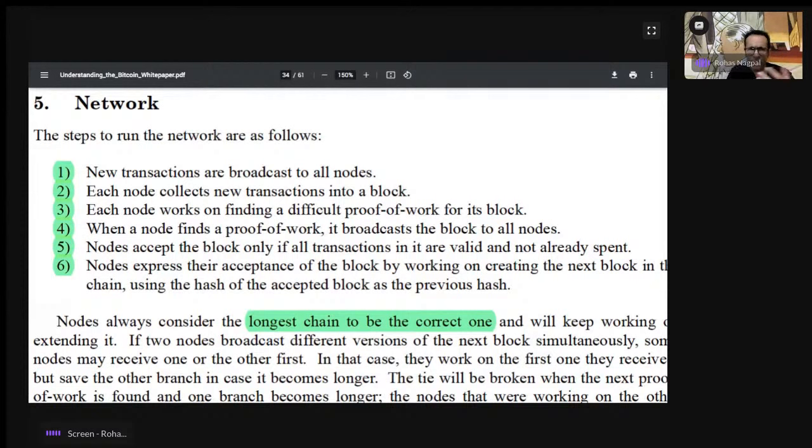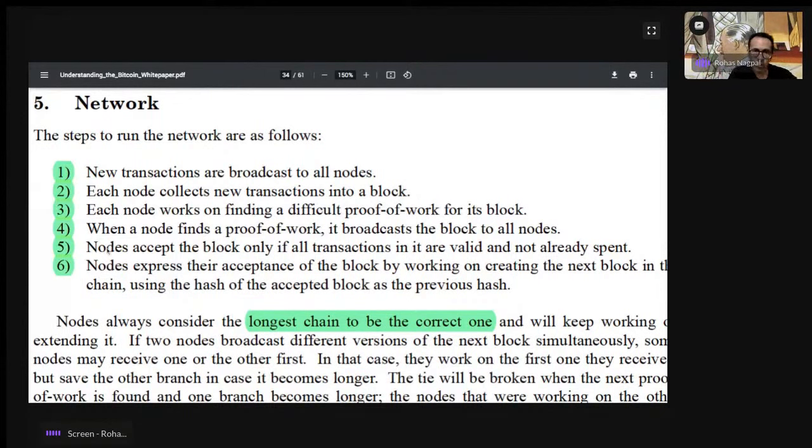The Bitcoin white paper says how the network is going to run. Step 1, new transactions are broadcast to all the nodes. Step 2, each node collects these new transactions into a block. Then each node works on finding a difficult proof of work for this particular block. When a node finds a proof of work, it broadcasts the block to all the nodes. So it tells everyone, look, I found the answer. This is the data, this is the answer, this is the nonce.